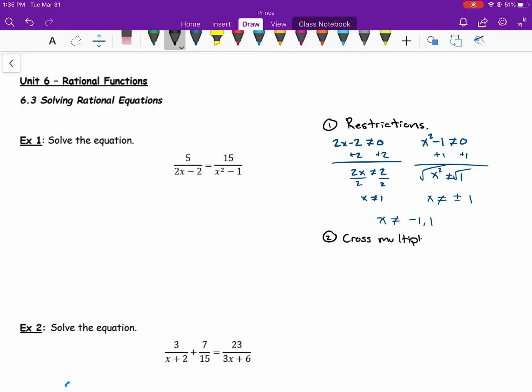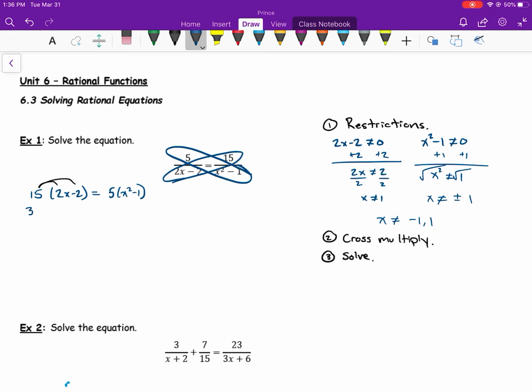Cross multiply. Alright, so I'll take our first fraction. I can get 15 times 2x minus 2. Come across my other diagonal, I'm going to get equals 5 times x squared minus 1. Okay, and then we solve.